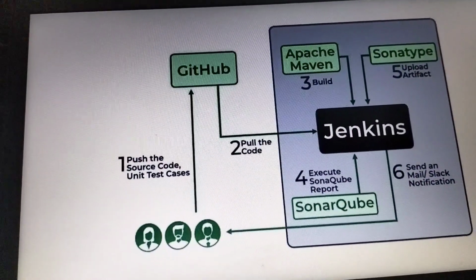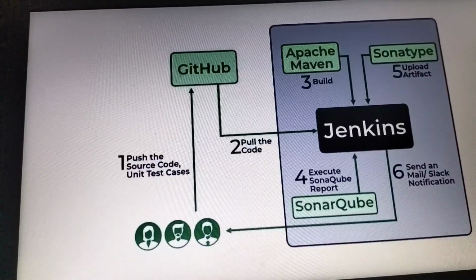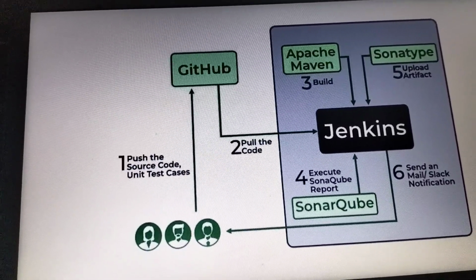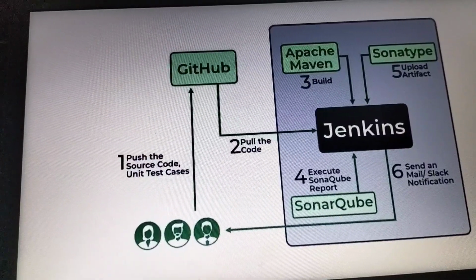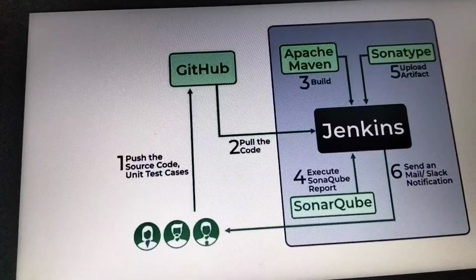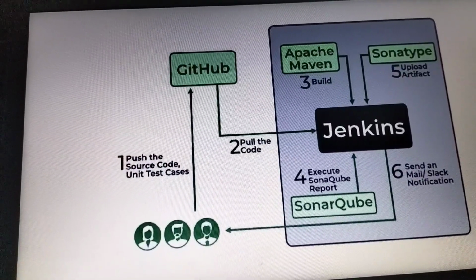Now this is a diagrammatic representation of how the software is created and deployed. First, the coders will be creating the code in the first stage, then it is moved to GitHub where the code is saved. From GitHub, Jenkins will pull the code.